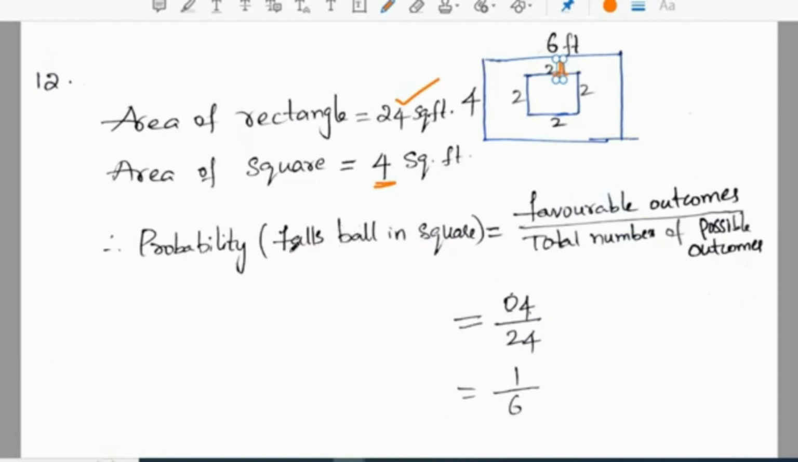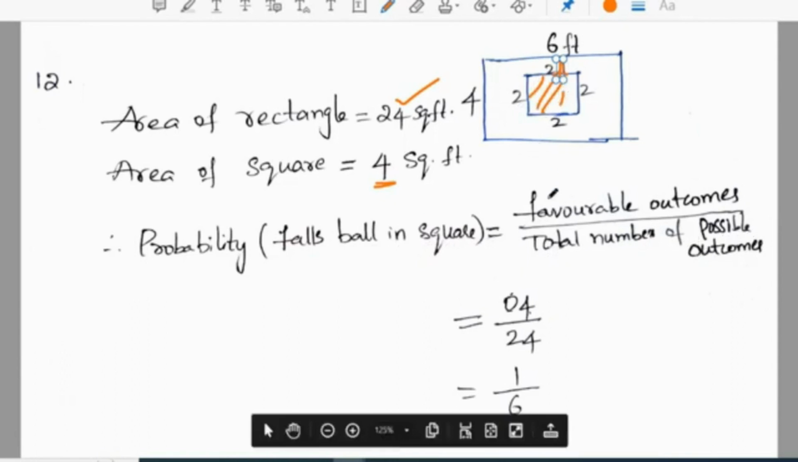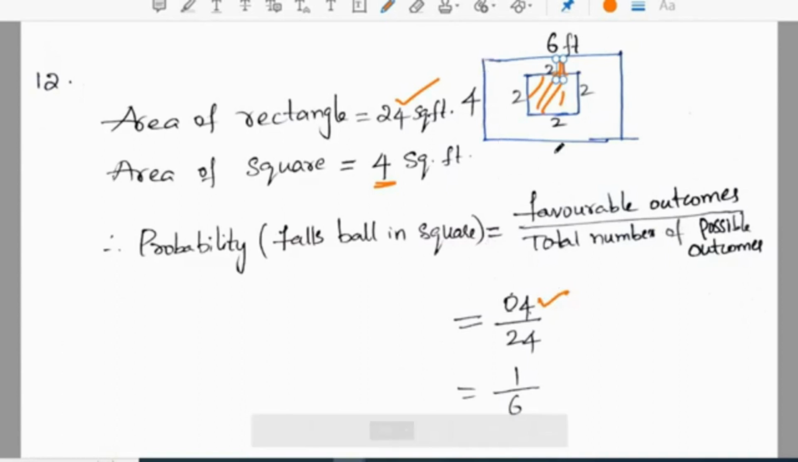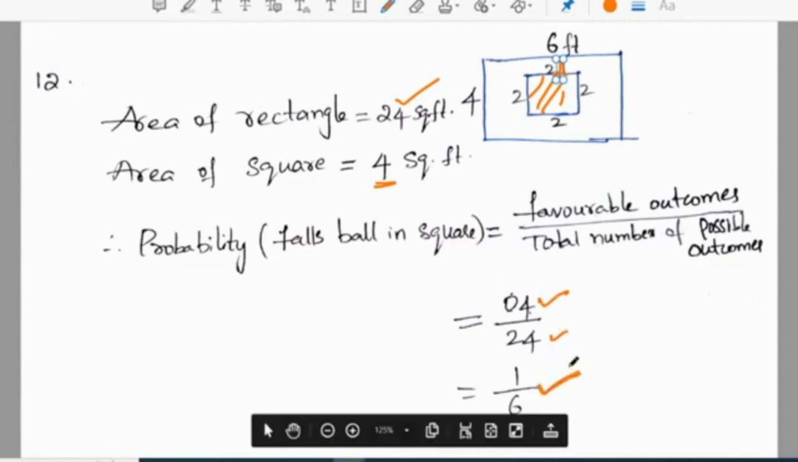So the probability of the event of the ball falling in the square box is favorable outcomes by total number of possible outcomes. Favorable is the square, which is 4 square feet, and the total area of this wall is 24 square feet. 4 by 24 is 1 by 6.